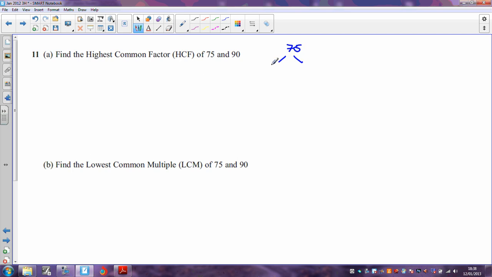So two numbers that multiply to make 75. Well, I'm going to use 3 and 25. 3 is a prime number, so I'm going to circle it. 25 then is the same as 5 times 5, and both of those are prime.